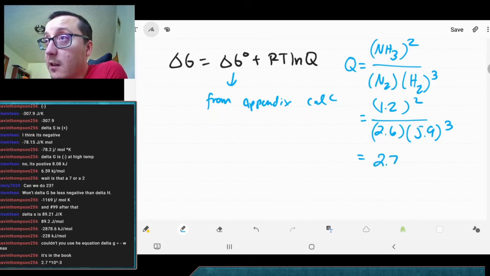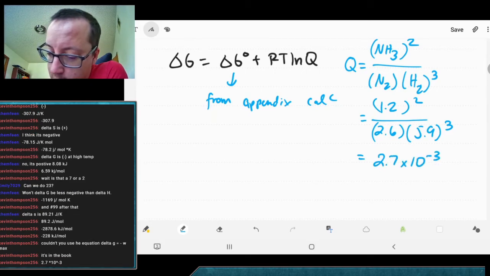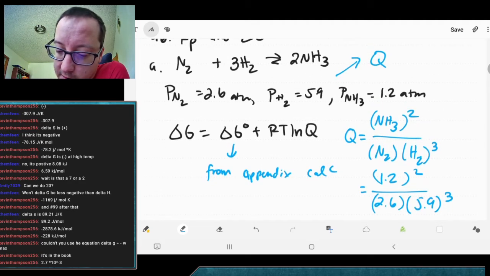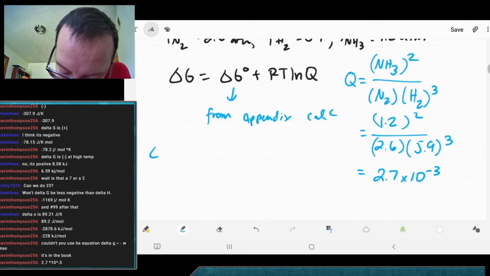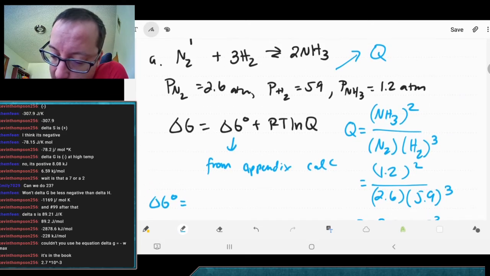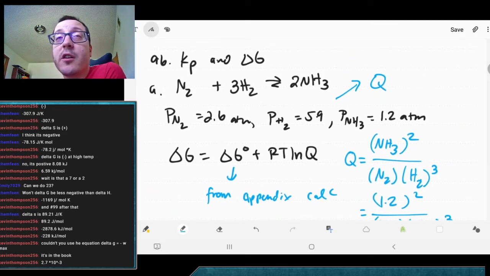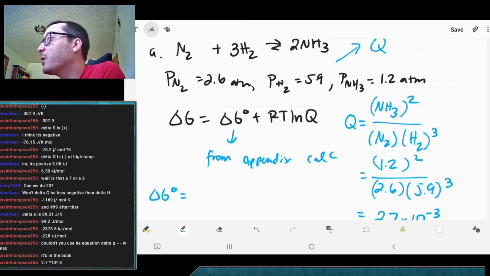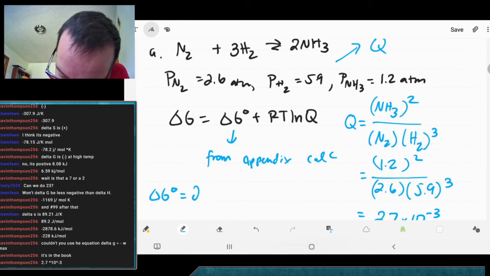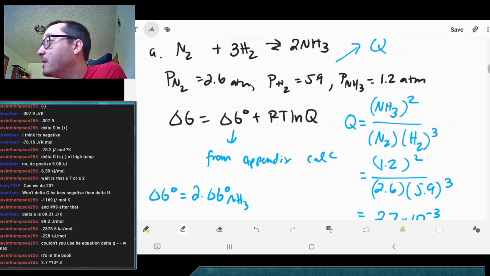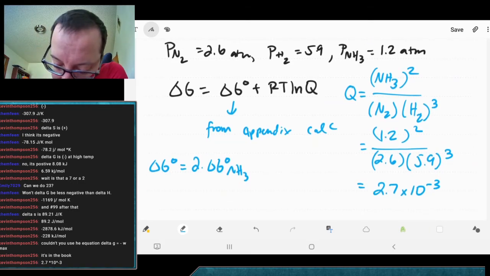Awesome, thank you. 2.7 times 10 to the negative 3. All right, so from the delta G side, if we're going to calculate delta G at standard conditions, we know that hydrogen and nitrogen are not going to matter for delta G because they will just be 0. So we're really just looking at the delta G for ammonia. Remember, standard conditions for elements will be 0. Okay, so we're looking at ammonia gas. Looks like negative 16.7.